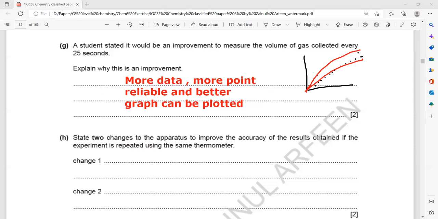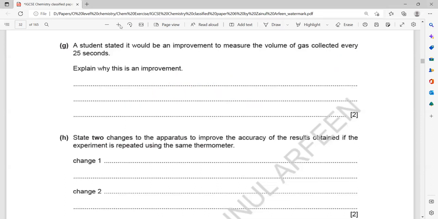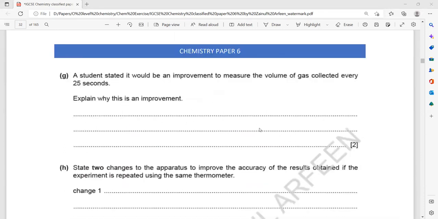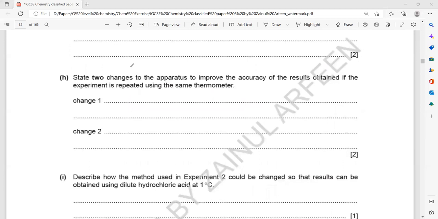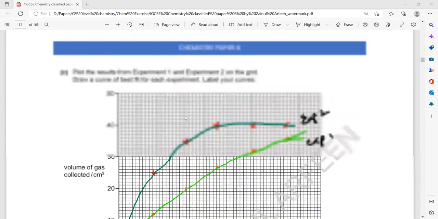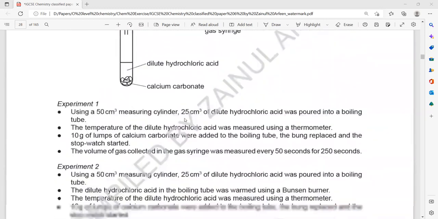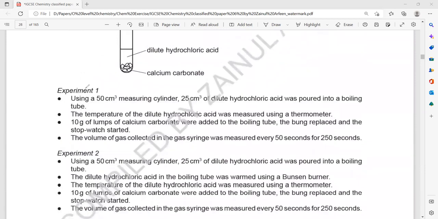The next one, they're asking for two changes in the apparatus. Whenever it is a temperature experiment and they ask for two changes in the apparatus, better go to the first page and you can find the answer. So, two changes to the apparatus for improving the accuracy. What should I do? If you read the first line in the experiment, we use a measuring cylinder. So we can use a pipette, it will be more reliable.